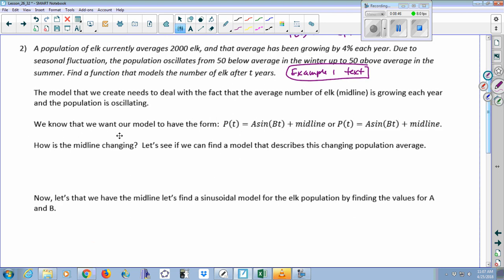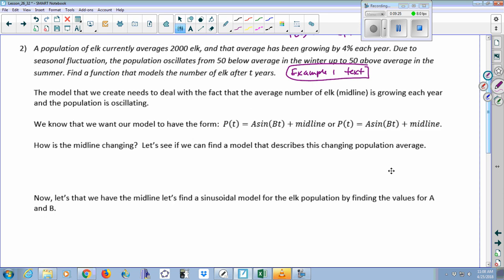All right. We know that we want to have our model. Here's the models we've been using in the past. What does A represent? Amplitude, right? B is our what? B is the period. 2 pi over P, B is the period, or 2 pi over P is B. B is your horizontal compression or stretch. Works the same way it did way back in Math 107. And then we have our midline that we add on there.